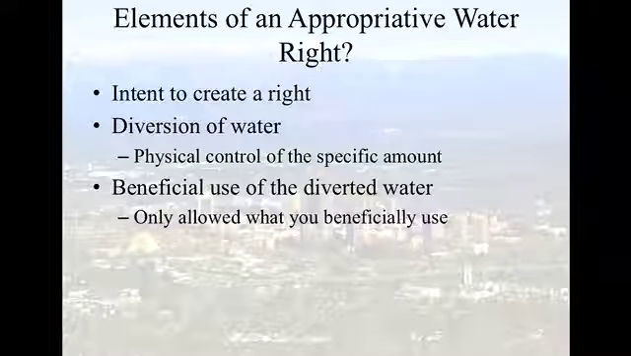All right, so to get this appropriative water right, there are 3 elements you need to have. You have to have an intent to create a right. You have to have diversion of the water, including physical control of the specific amount that you're going to use. You can't just leave it in the stream. You actually have to take it out and physically control that amount of water and then put that water to beneficial use.